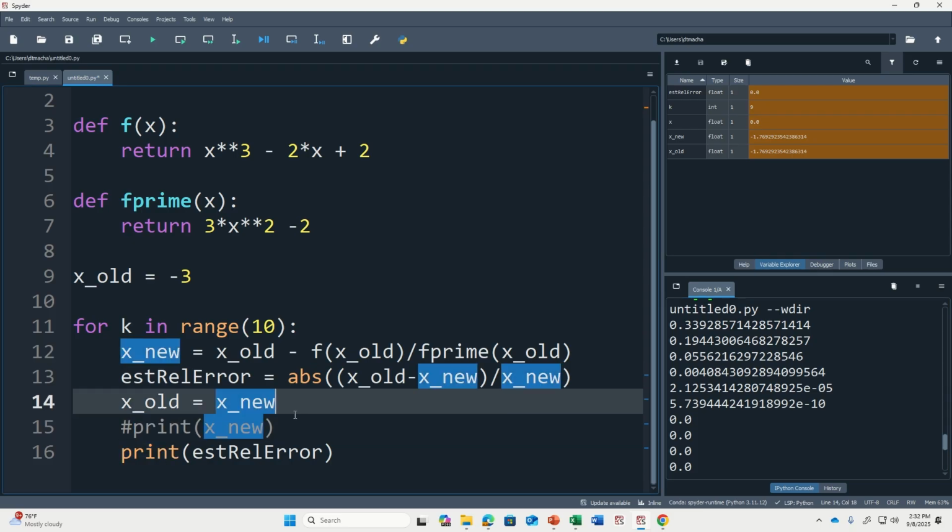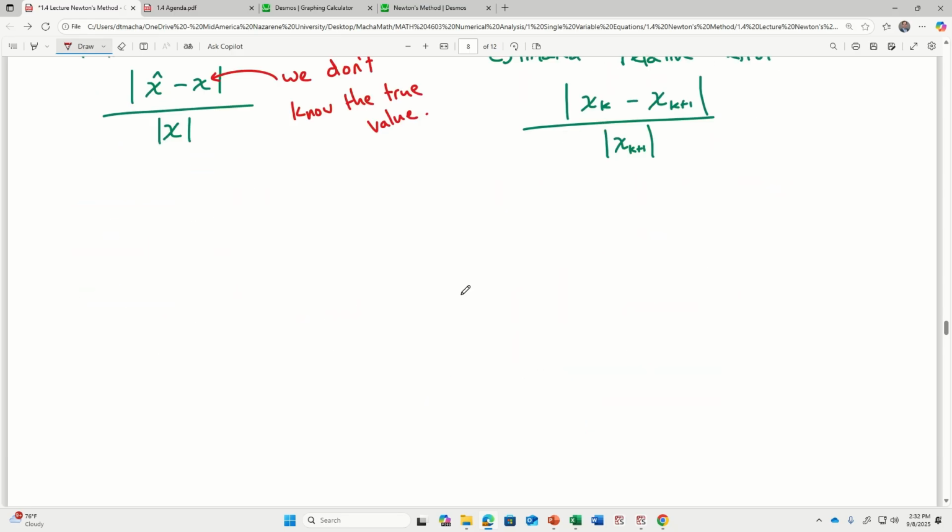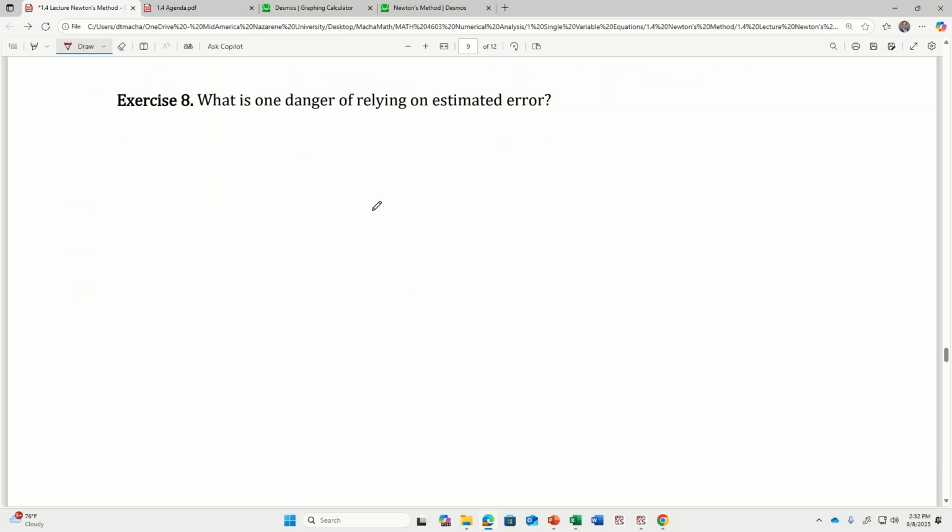What else? Let's see what our notes have to say. What is one danger of relying on estimated error? It's possible that you end up with a really slow converging method that is creating really small gaps between your iterates, but you're still far away from the point you're trying to converge to. That's not really the case with Newton's method, because Newton's method is a pretty aggressive method. We'll talk about order of convergence in a couple of weeks, but Newton's method is pretty aggressive.